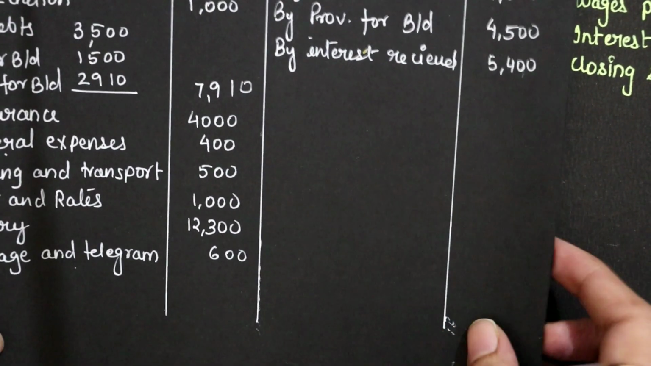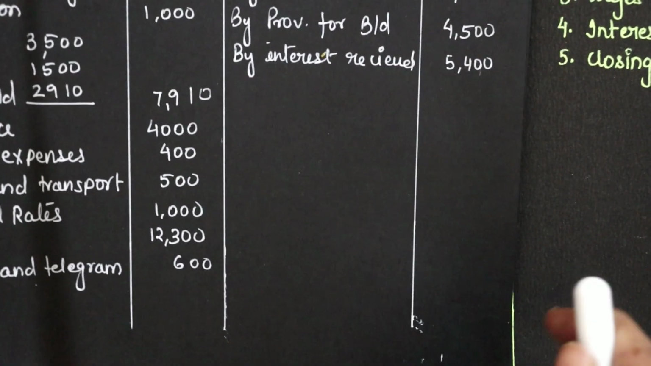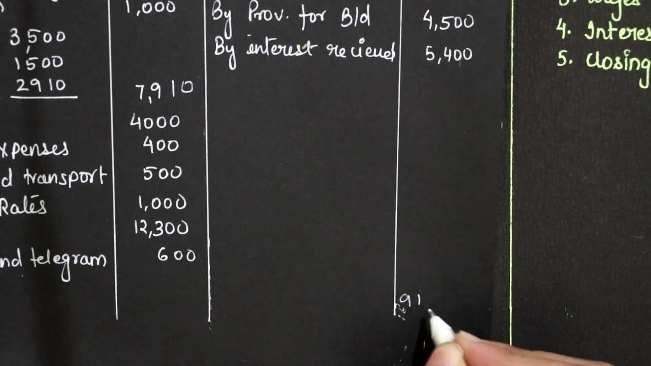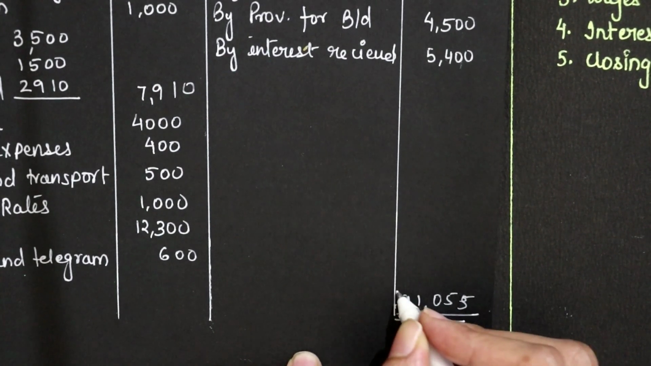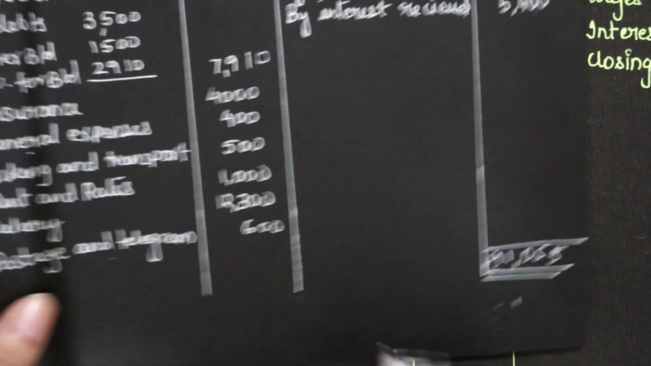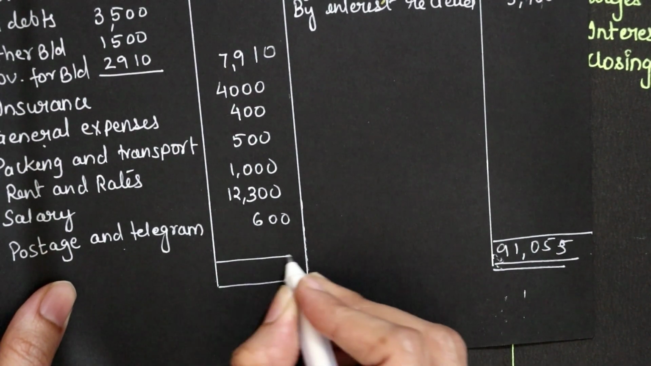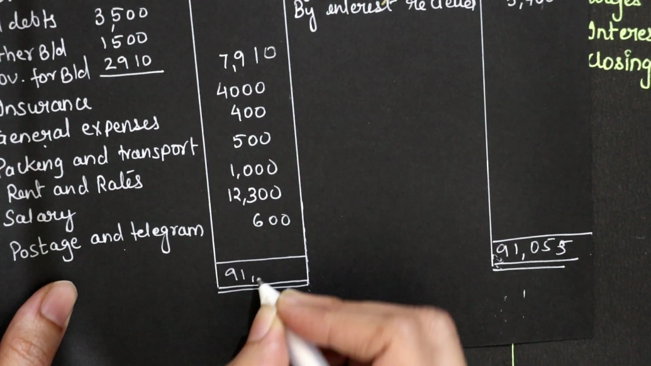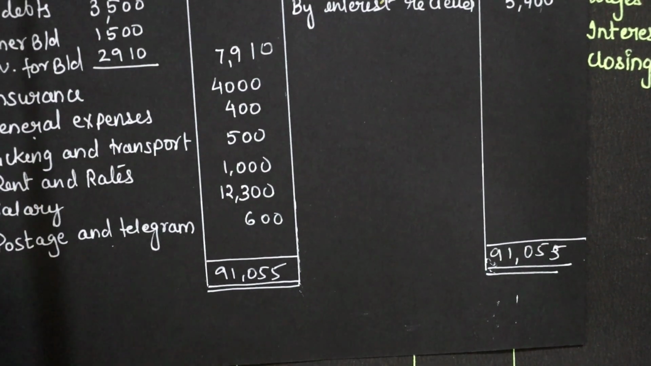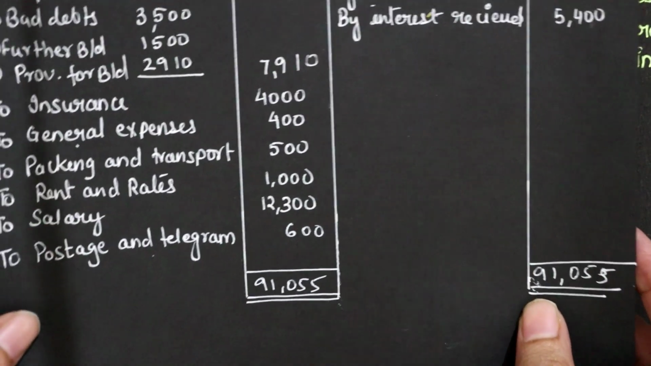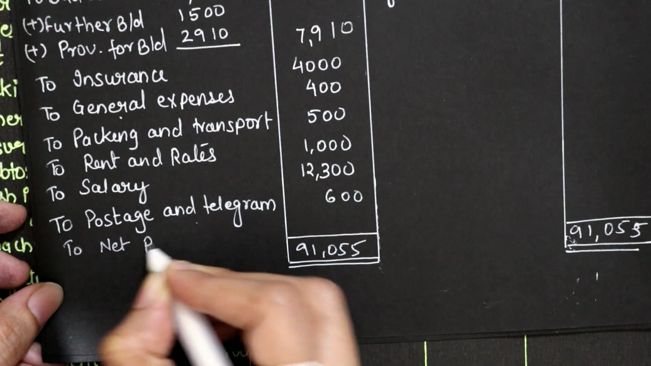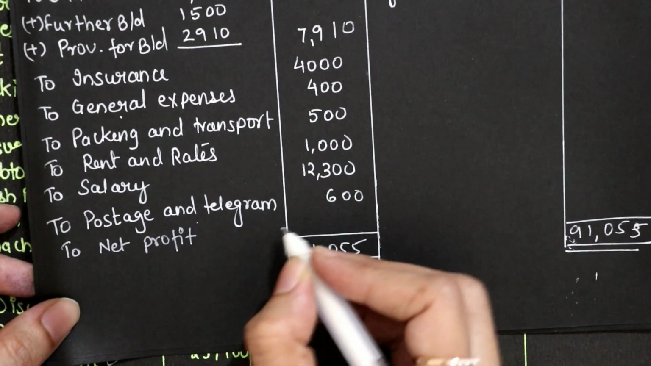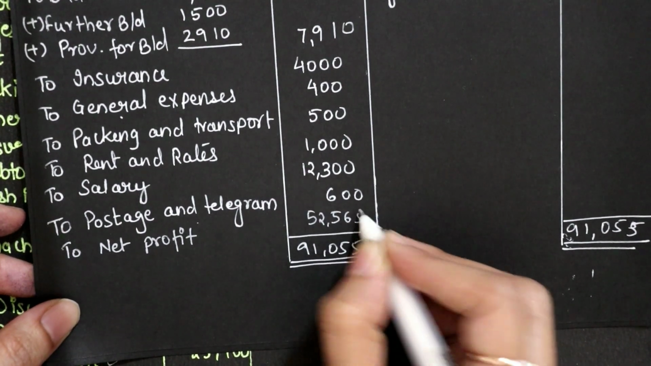Now the total of credit side of profit and loss account comes to 91,055, heavier than the debit side. So we will close the profit and loss account with 91,055. And our net profit is 52,565. We will transfer this net profit to the balance sheet and add it to the capital.